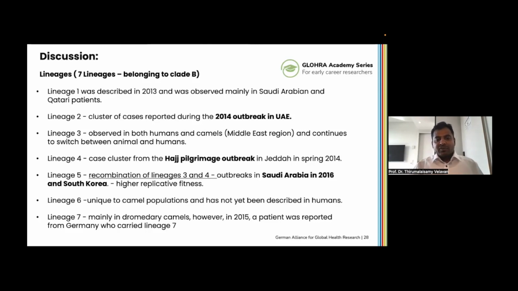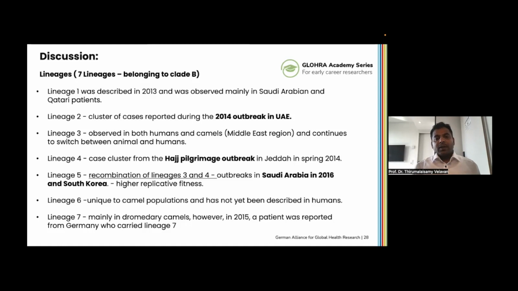whereas lineage 5 is a recombination, which means 2 viruses infecting one single host cell leads to the recombination of lineages 3 and 4, which leads to a new lineage, lineage 5, which is equally important and responsible for the outbreak that happened in Southeast Asia or South Asia, especially in South Korea. Whereas the other 2 lineages, lineage 6 and 7, are very specific only to the camel populations.